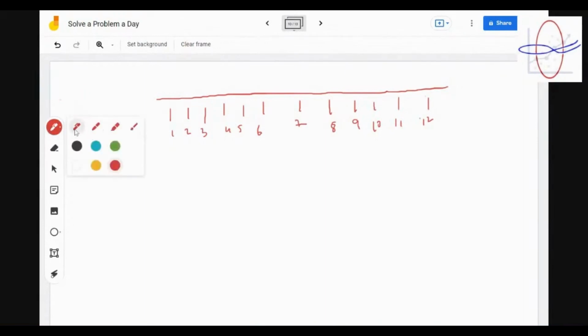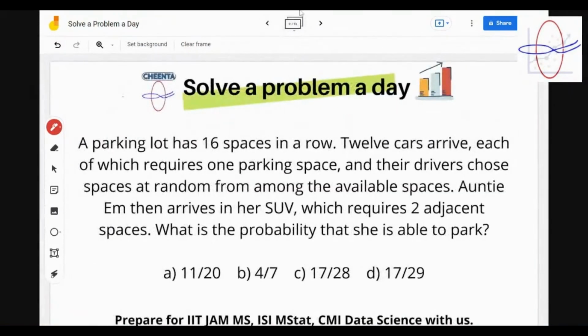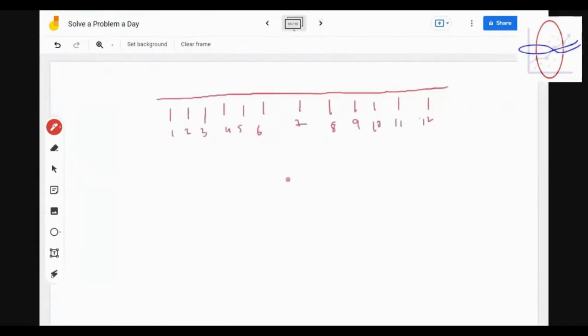Now a new car, Aunt M's car, arrived in an SUV which requires two spaces. So she can park here only if there are two or more consecutive spaces. There are 16 spaces, so out of them 4 spaces are left. So Aunt M can only park if the space is of size 2 or more. How can you capture the size left?